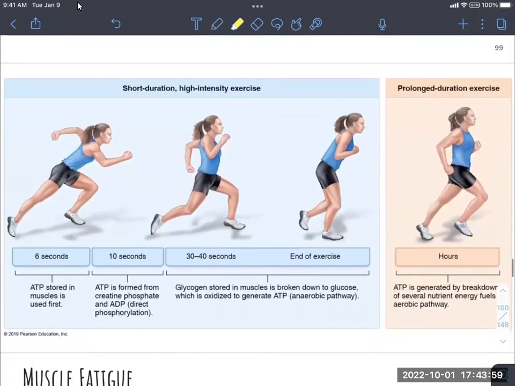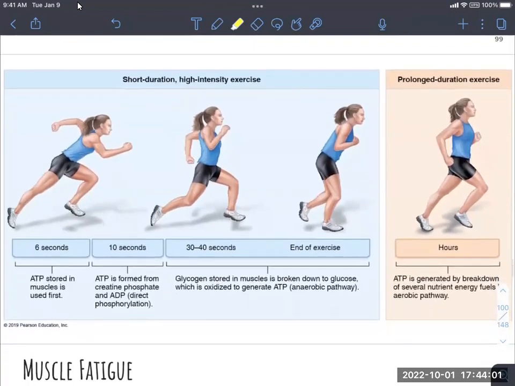So here are the examples that I was suggesting. Sprinting, 30 to 40 seconds and you're out of energy. Running a marathon, running 100 miles. I've done it once. You can go for hours, even days, if you train your body right. You can go for days of running for a prolonged period of time.